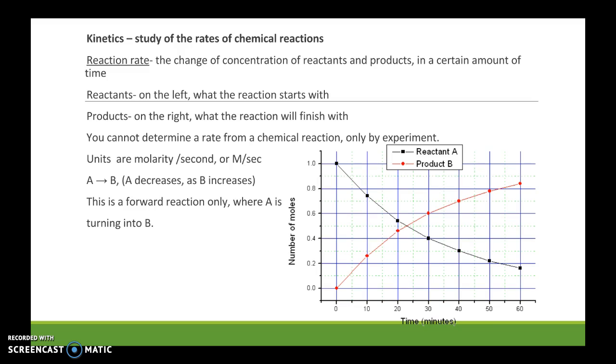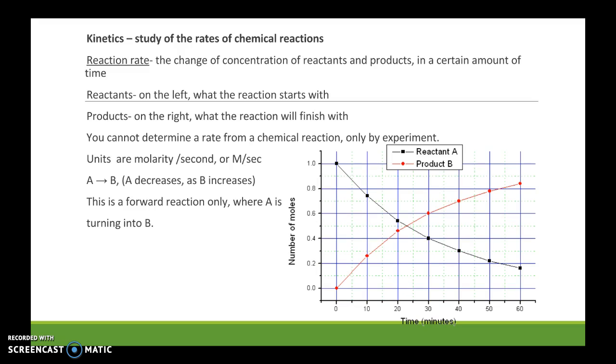Alright, first of all, what is kinetics? It is the study of the rates of chemical reactions. Some people call this the speed of the reaction. A reaction rate is the change of concentration, such as molarity or parts per million, of the reactants and products, and it changes in a certain amount of time. That's important. It's how much it's changing over a certain amount of time.